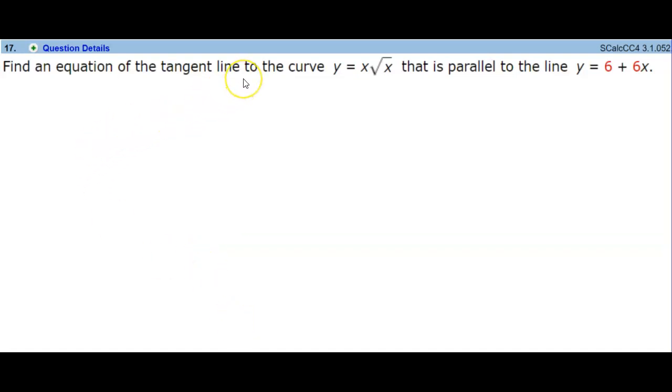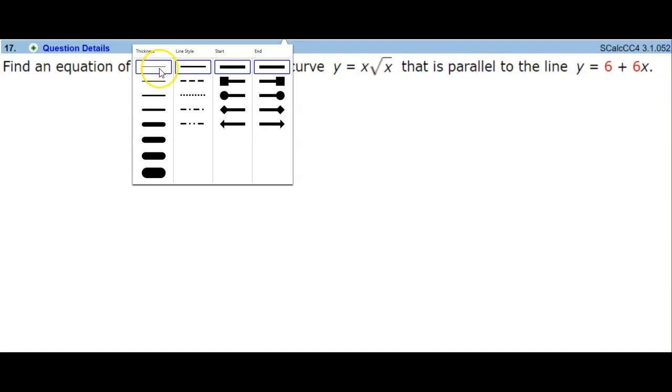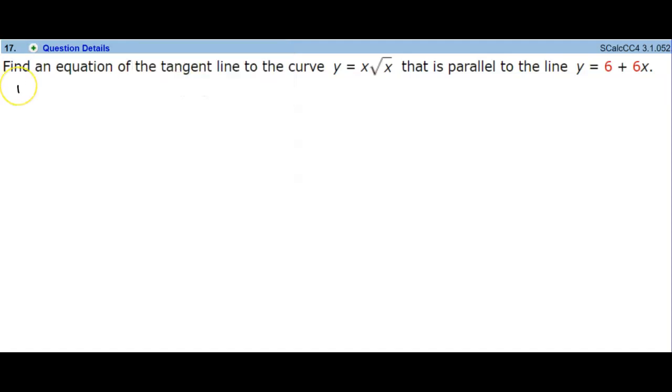Find an equation of the tangent line to the curve y equals x times the square root of x that is parallel to the line y equals 6 plus 6x. Okay, so the first thing we want to do is take a look at this function. The function is given to be y equals x times the square root of x.